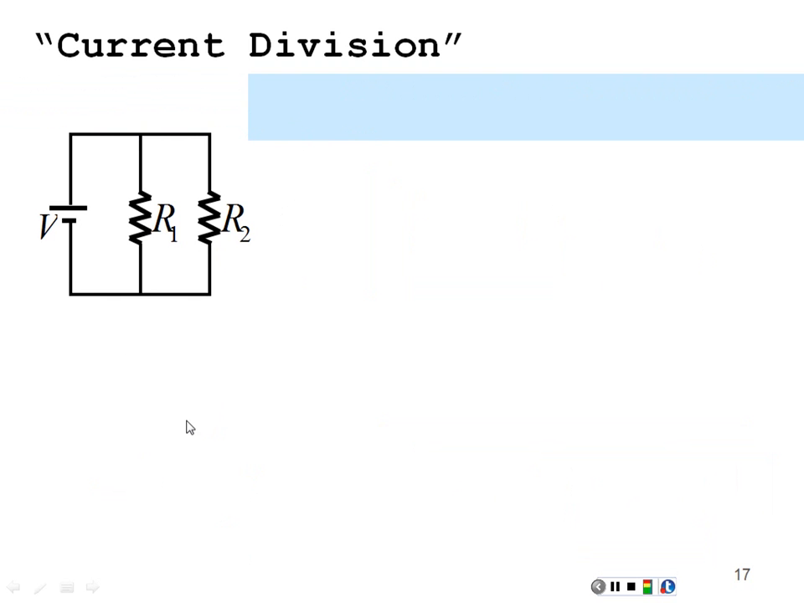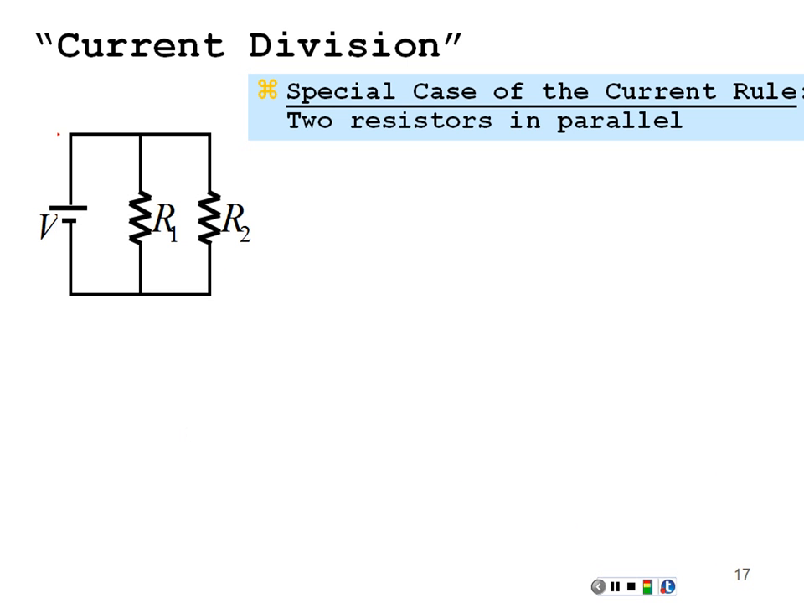Let's combine these two ideas, though, in what we call current division. If I had a parallel combination of resistors, and I had a current coming out of the battery into this junction up top, it's going to split. Some of the current is going to go through R1, and some of the current is going to go through R2. These are in parallel, so it must be true that these voltages are equal. So I1 times R1 should equal I2 times R2.